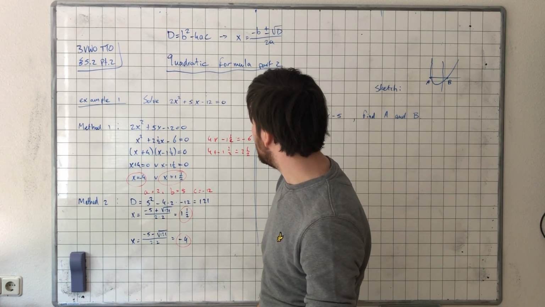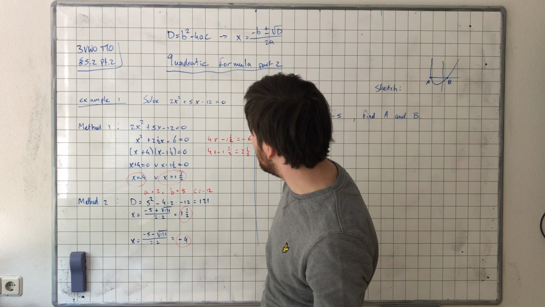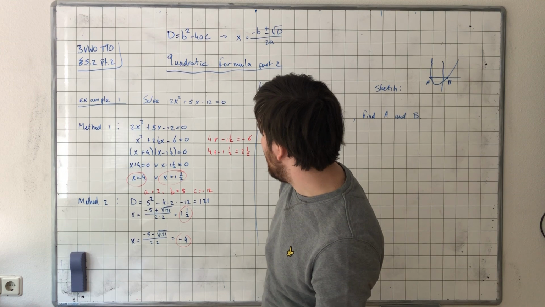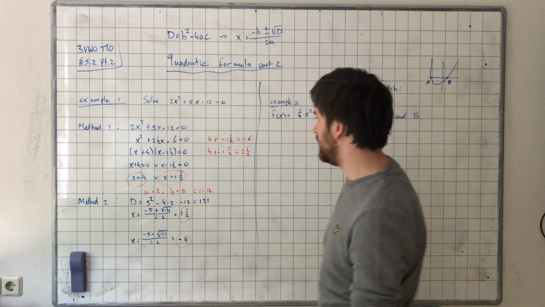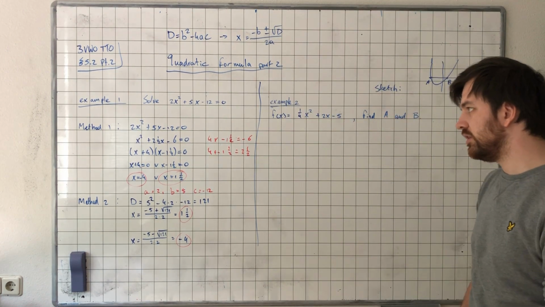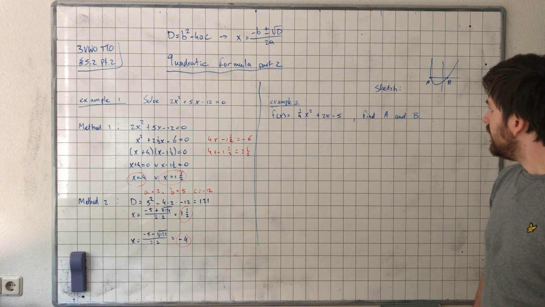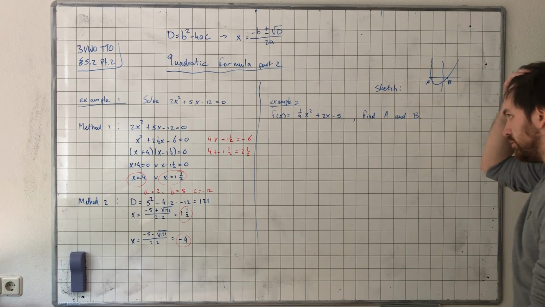Could we have also used completing the square over here? Theoretically, I would have to say yes, but it would be a lot harder than method 1 actually, so I'm not going to show you that. Then example 2, because I wrote down 2 examples.